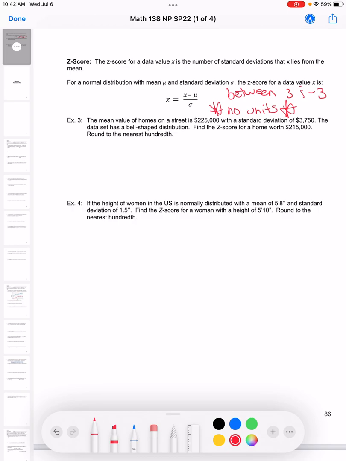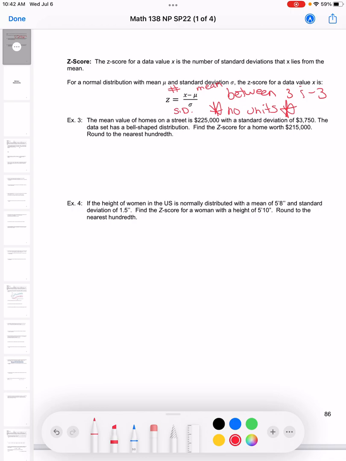Just to kind of remind everybody what the symbols stand for, Z stands for z-score. X is going to be our data point. That mu there is the mean. And then the bottom, we've got the standard deviation. It is always going to be in this order. You can have a negative answer.